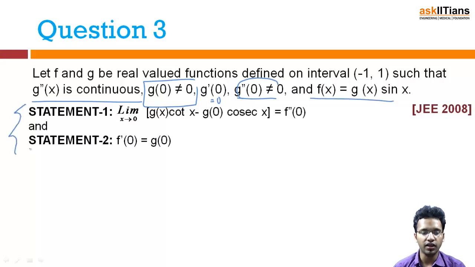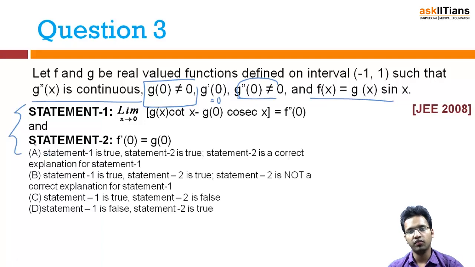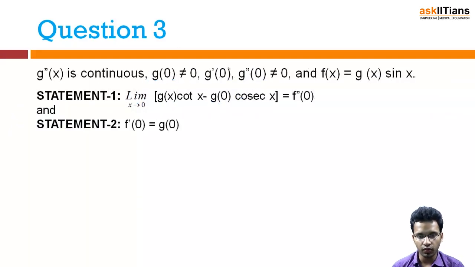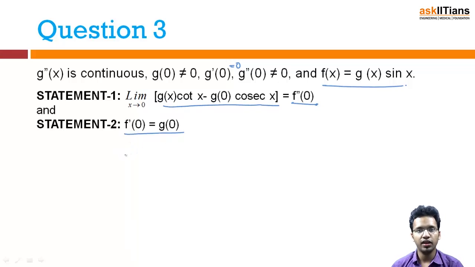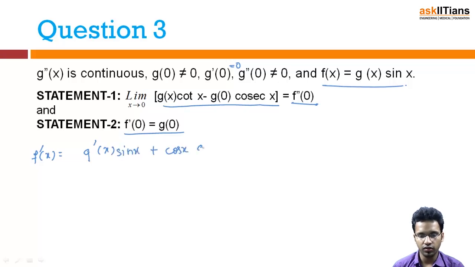We are given two statements, and again we have to check whether each statement is true or not. Let us remove all the things from here and keep only the useful things. We require these things only, and f of x is given to us. We need to find f double dash x. So we'll go for f dash x first, and then find f double dash x. So f dash x will be g dash of x sin x plus cos x into g of x. Now we need to find f dash of 0.